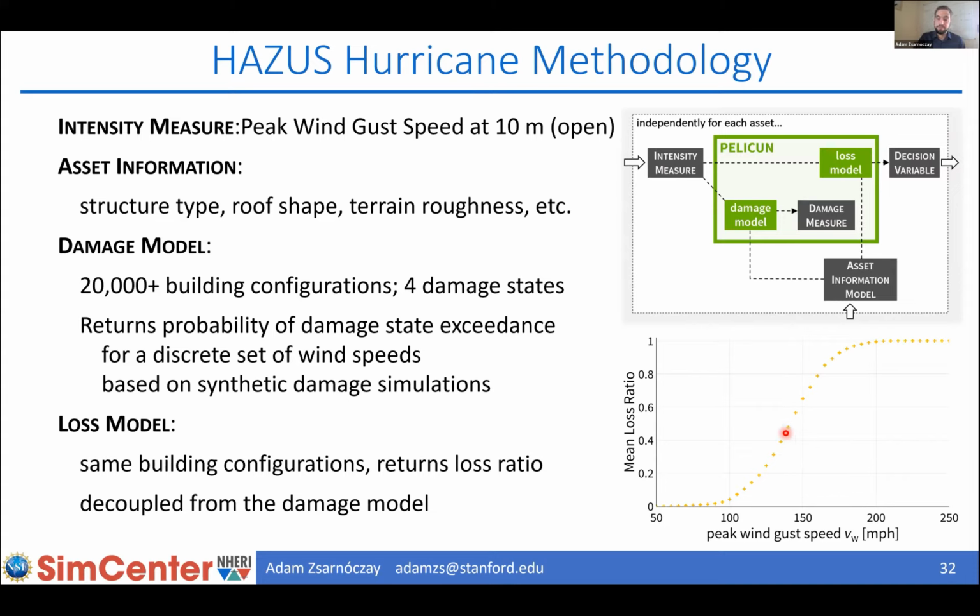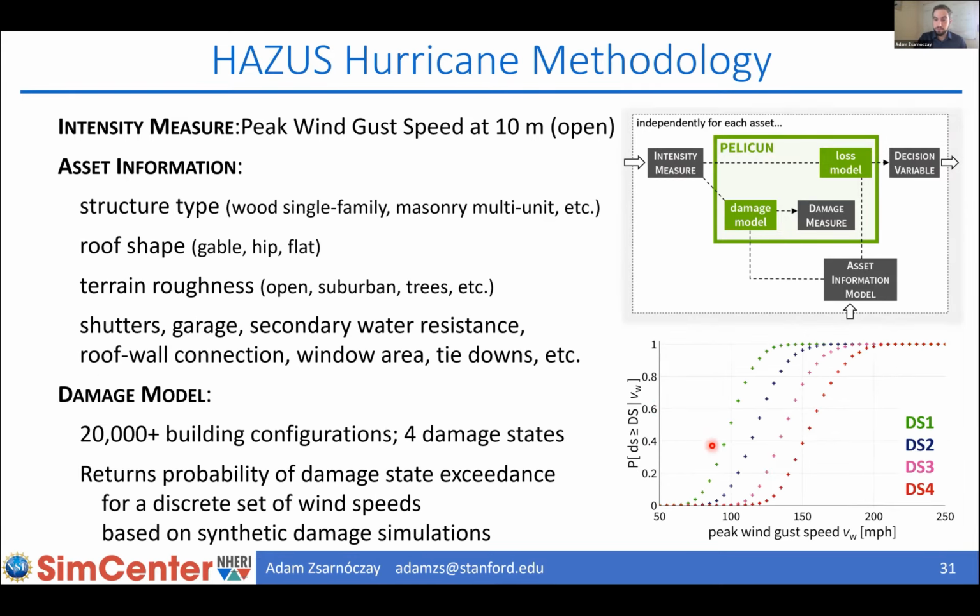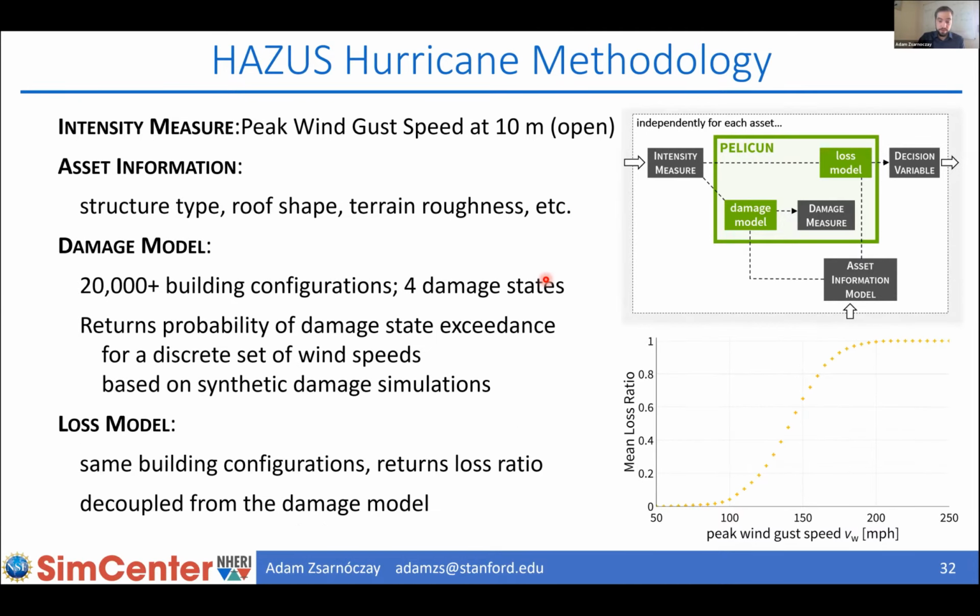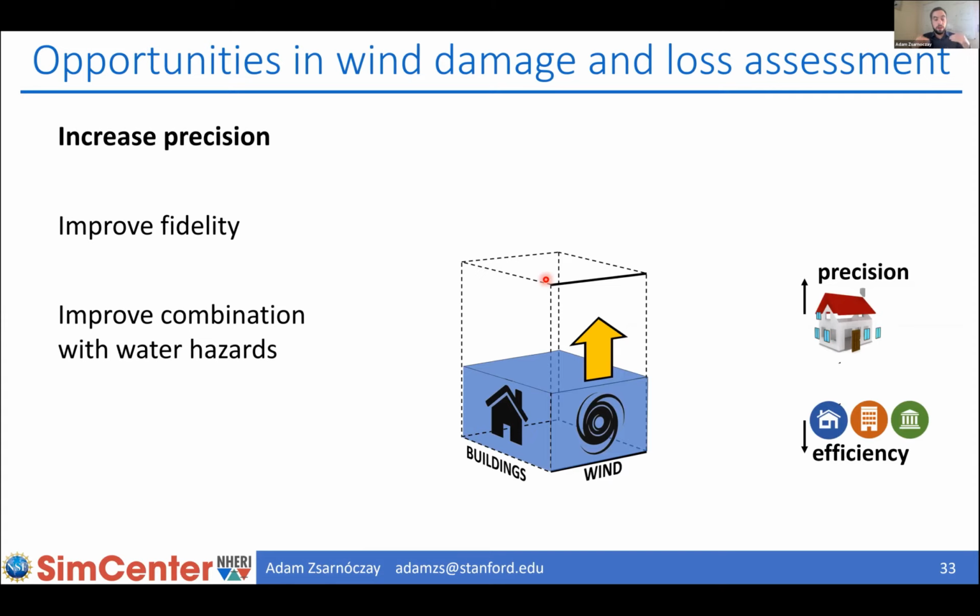So if you have, say, 150 miles per hour wind, you see that we are looking at about 0.65 loss ratio here in this particular building. And then that could correspond to any of these damage states. So there is no link between them. Okay, so that's where we are now. And how can we improve on this?